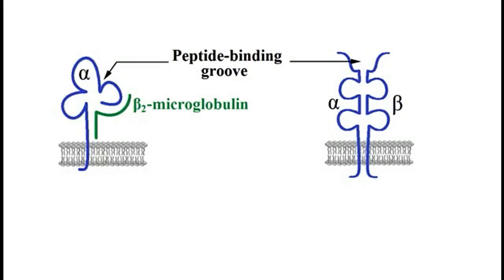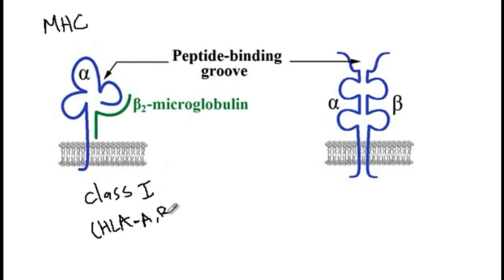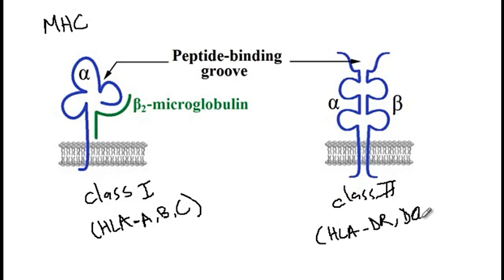Major histocompatibility complexes, also known as MHC, are divided into two different classes. Class 1, which divides into HLA, or human leukocyte antigen, type A, type B, and type C. And then we have class 2, which divides into HLA class DR, DQ, and DP. So these surface receptors will help the immune system recognize self from foreign antigens.